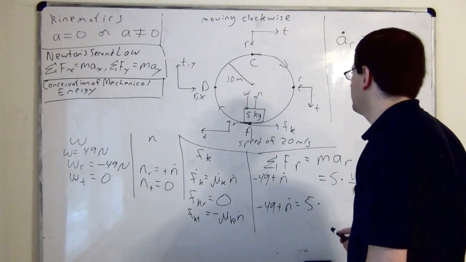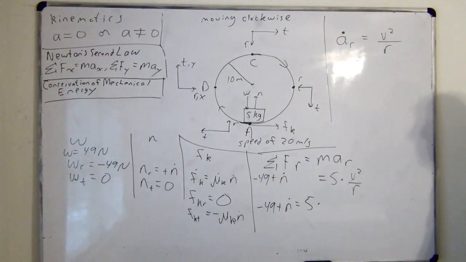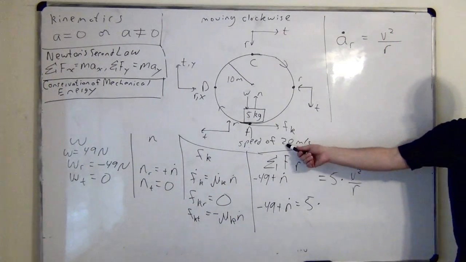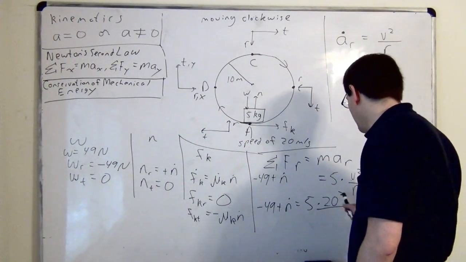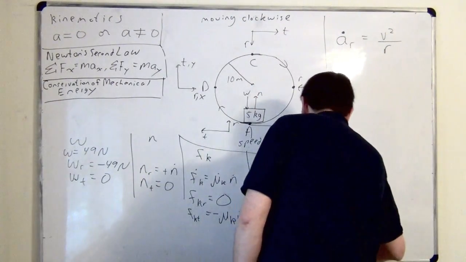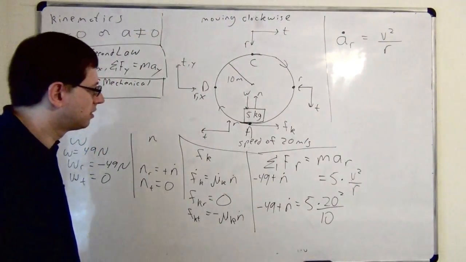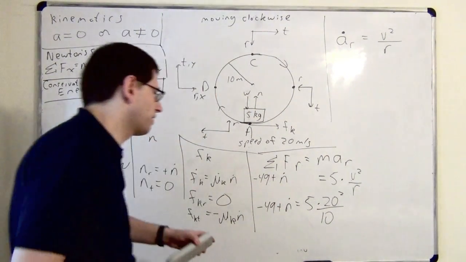Can we plug anything in for V? Yeah, we have 20 meters per second. So the problem here said we were moving at 20 meters per second. Don't forget to square that. And how about R? 10. Okay. What can we do now? We can solve for n. Now we only have one variable left, so we can figure something out.